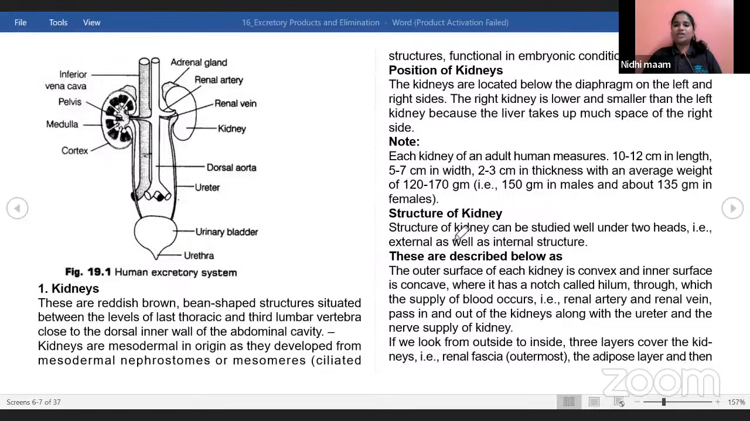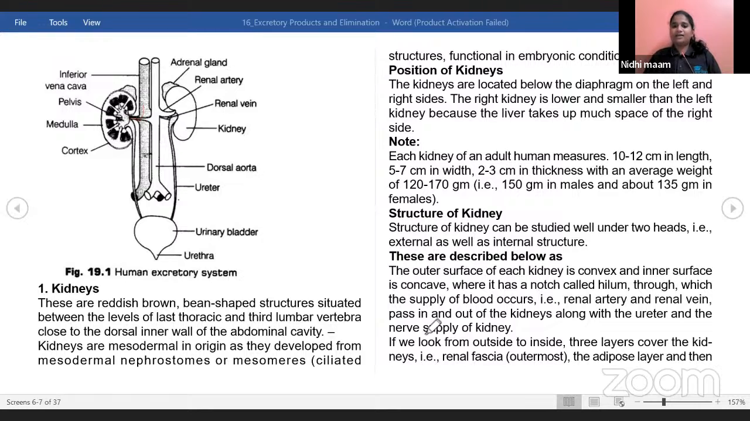Fine. So when it comes to the structure of the kidney, it can be studied as external structure and internal structure. The outer surface of each kidney is convex. The inner surface is concave, where it has a notch called the hilum. This notch is called the hilum, through which the supply of blood occurs. See here, the artery and vein are connected to this hilum.